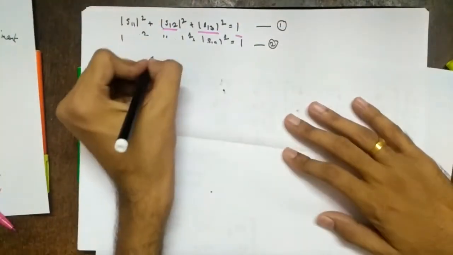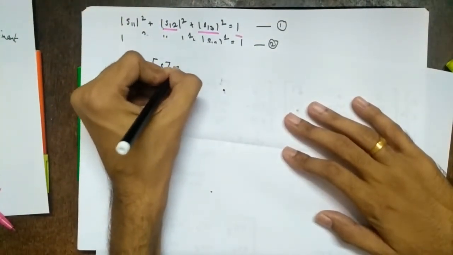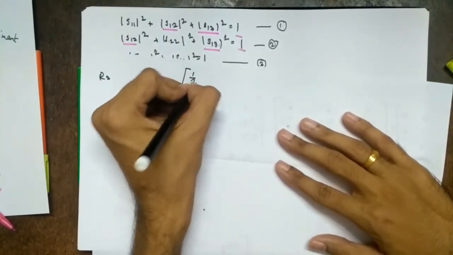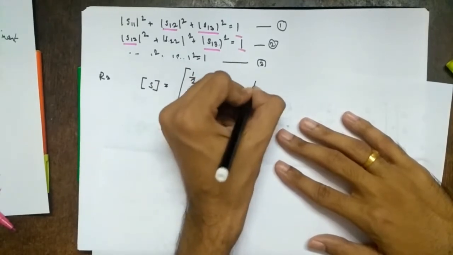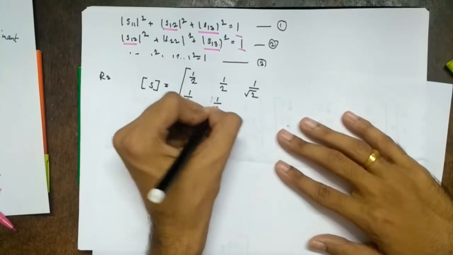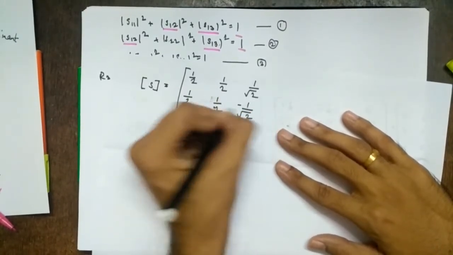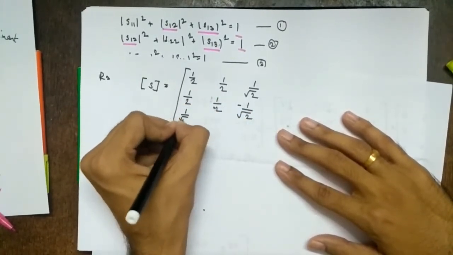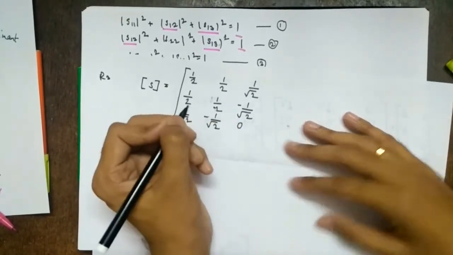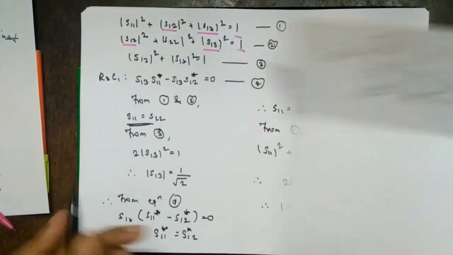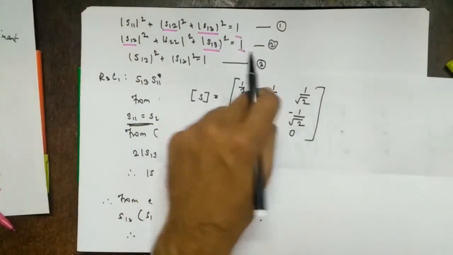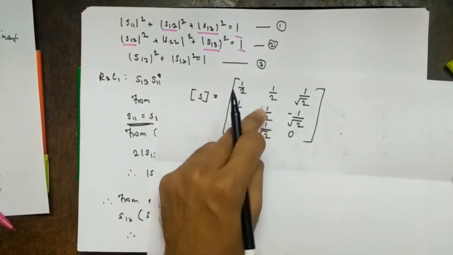So if you write the S matrix which we have derived, this derivation can come in the exam. It is a very important question. So if you write the matrix, it will be 1 by 2, 1 by 2, 1 by root 2, 1 by 2, 1 by 2, minus 1 by root 2, 1 by root 2, minus 1 by root 2, and 0. Why in this way? S33 was already 0. S11 is 1 by 2, which is S22 and S12. So S11, S12, S22, 1 by 2.